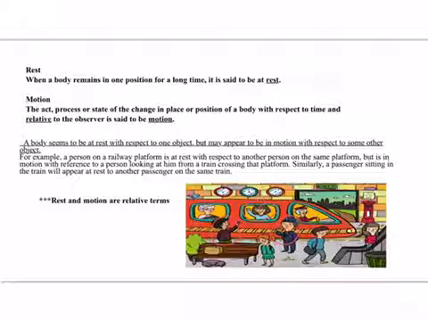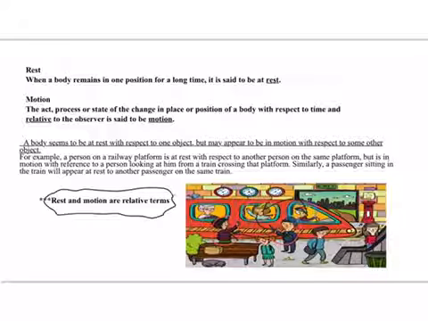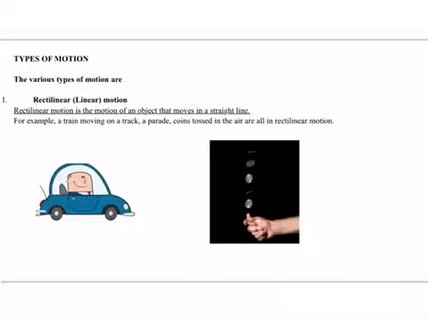Similarly, a passenger sitting in the train will appear to be at rest to another person. These two will see themselves at rest, but this one will see this guy in motion, and this guy will see this guy at rest. So rest and motion are relative terms. We should ask with respect to whom.